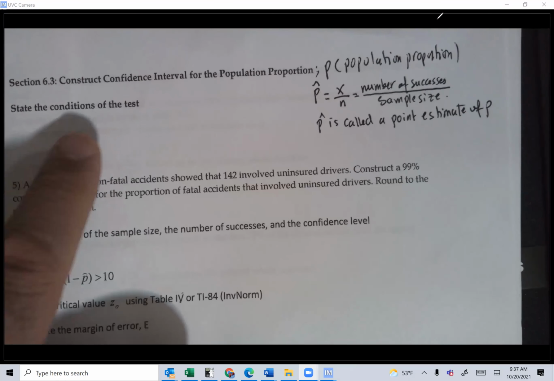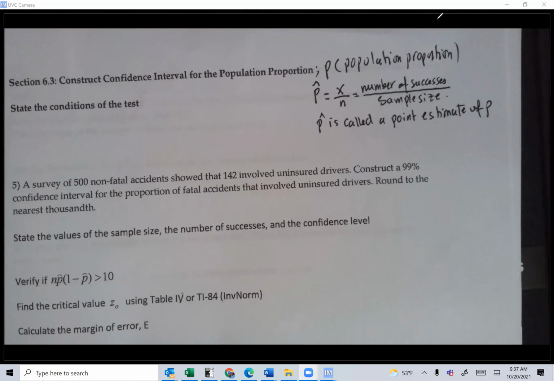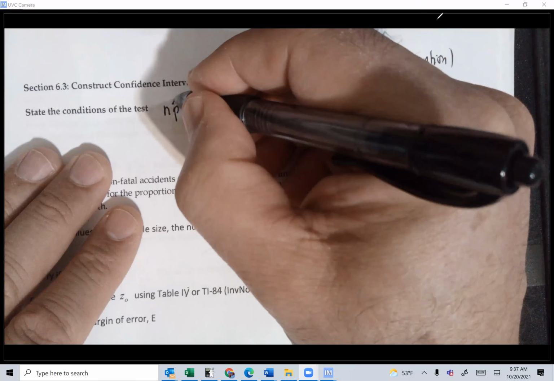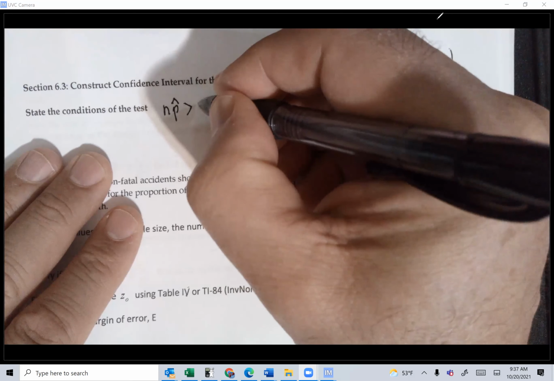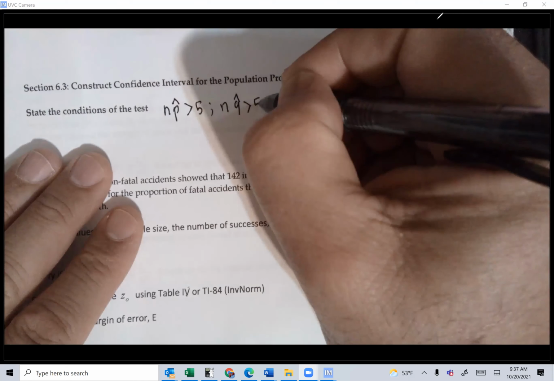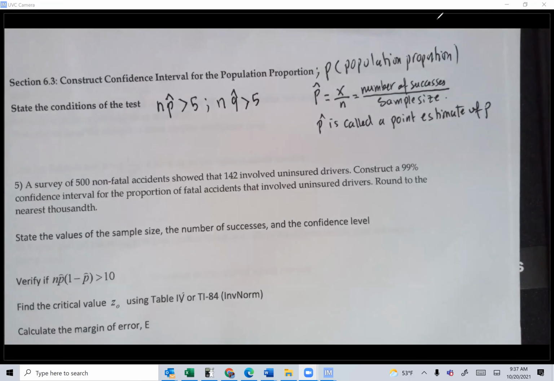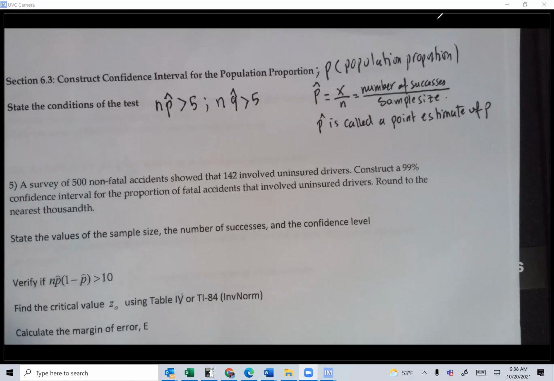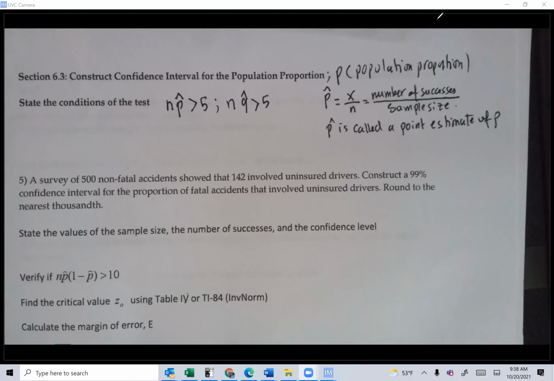In order to find a confidence interval for the population proportion, guys, there are 2 conditions that you have to verify. We have to verify that N times P hat is greater than 5, and N times Q hat is greater than 5. Let me ask you guys, if P hat is 30%, do you guys know how to find a Q hat? Remember, P is a probability of success and Q is a probability of failure.